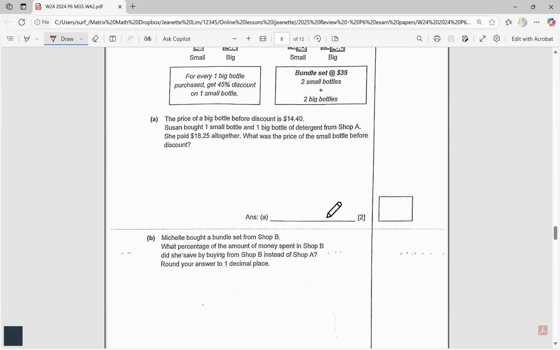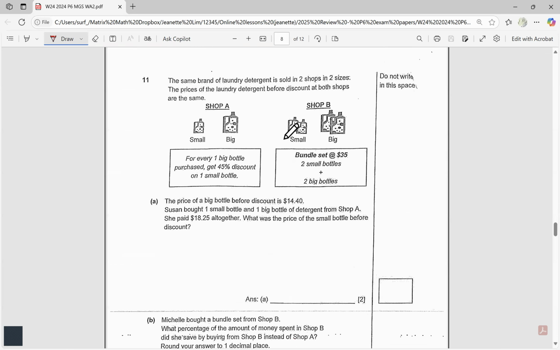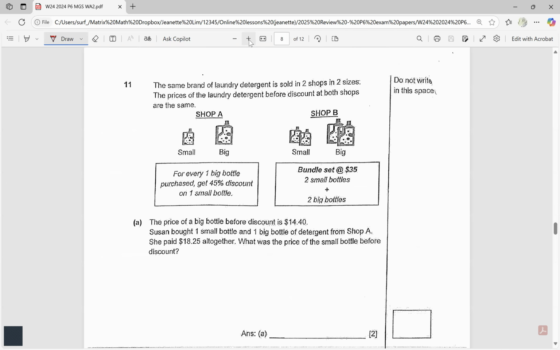Okay, 11. Same brand of laundry detergent is sold in 2 shops in 2 sizes. So we have the big and the small. The prices before discounts are the same. The price of a big bottle before discount is 14.40. Susan bought one small, one big from shop A. She paid 18.25. What's the price of the small bottle before discount?